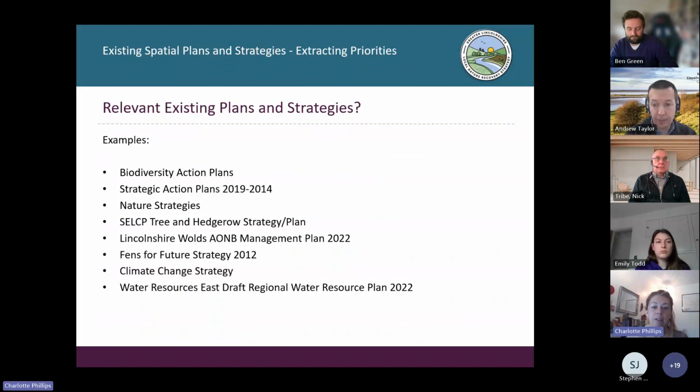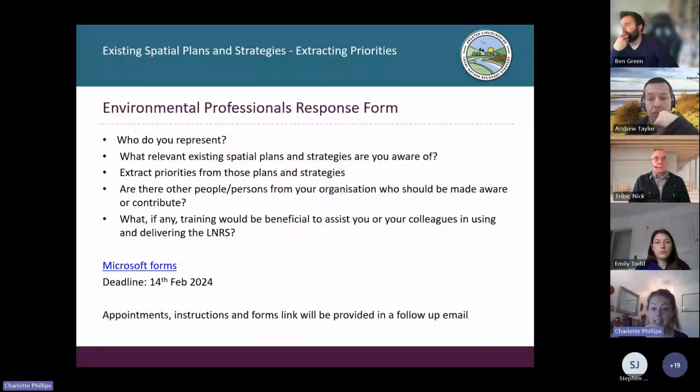We can't promise that every single priority or plan that you have will fit exactly in line with the LNRS, but we're going to bring this in as much as we possibly can. We do understand that all organisations are going to have their own priorities, and there will be work that you will all be doing, but what we want to do is make sure that we're all working in the same direction. So we will do our best to incorporate as much as we possibly can. That is exactly what we're asking.